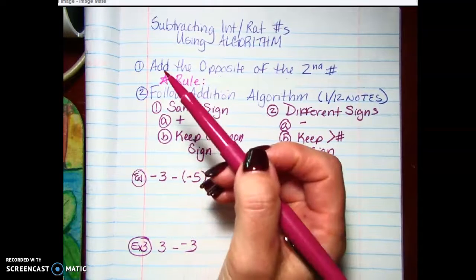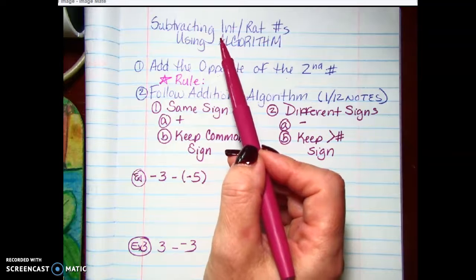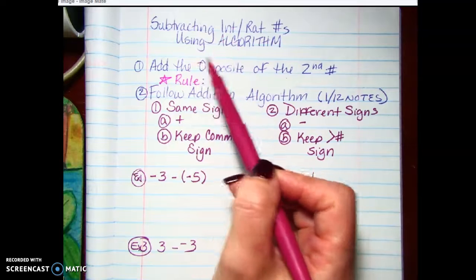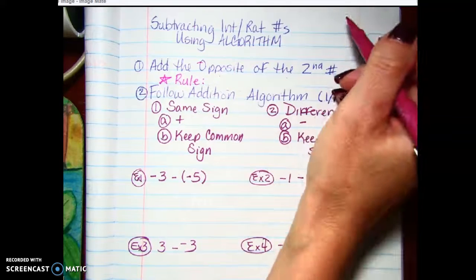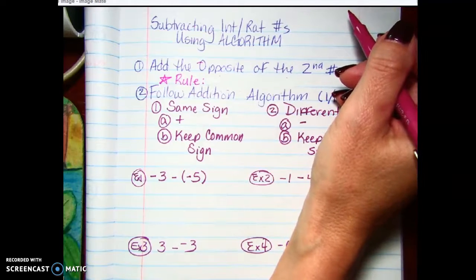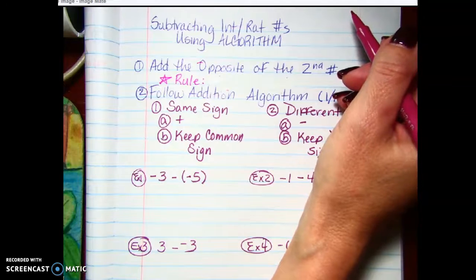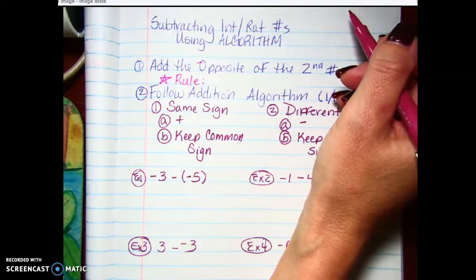Well, yesterday we worked on subtracting integers. Guess what? Today we're doing the same thing, but we're taking it one step further. We're going to use an algorithm. Yesterday we showed the why behind why subtracting negative numbers ends up either being positive or negative. If you need the why, you need to go back and watch that video.